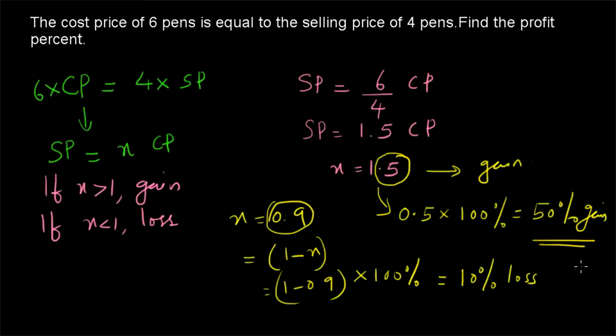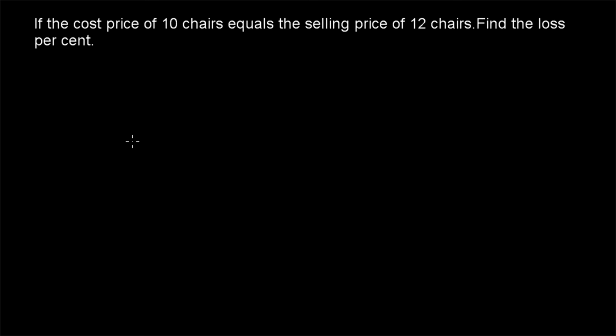Now let's go to example number 2. If the cost price of 10 chairs equals the selling price of 12 chairs, find the loss percentage. So here also it is the same kind of problem. The cost price of 10 chairs is equal to the selling price of 12 chairs. So we can easily represent 10 CP is equal to 12 SP. We have to find out the loss percentage. So we can go on with our shortcut method.